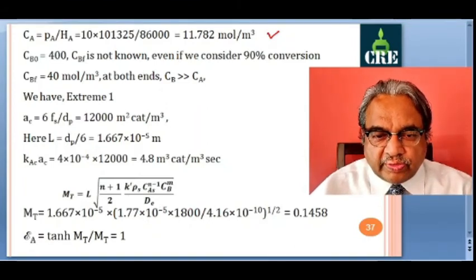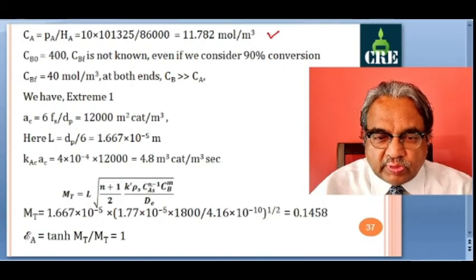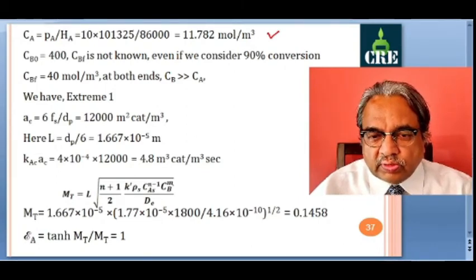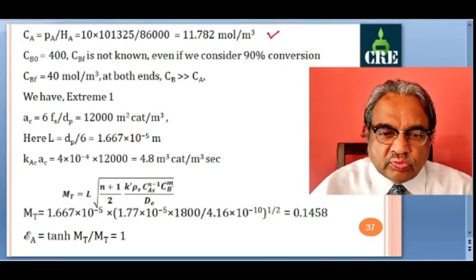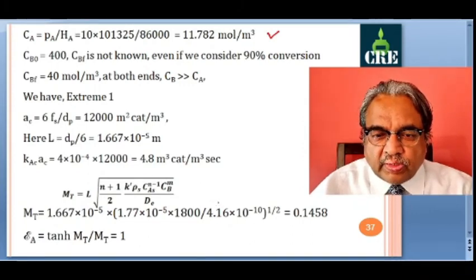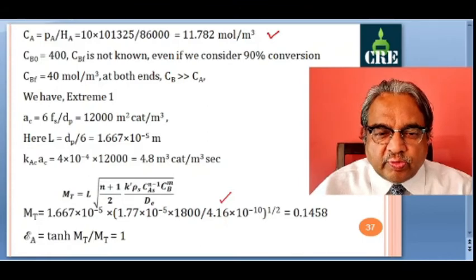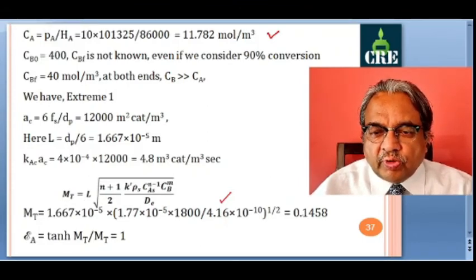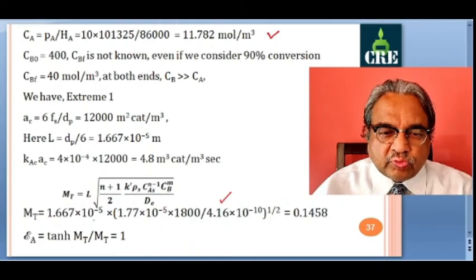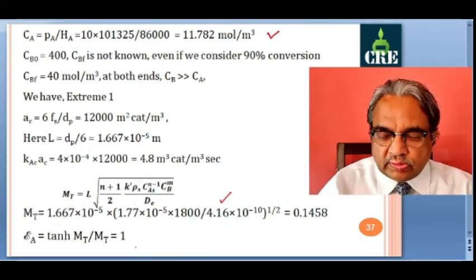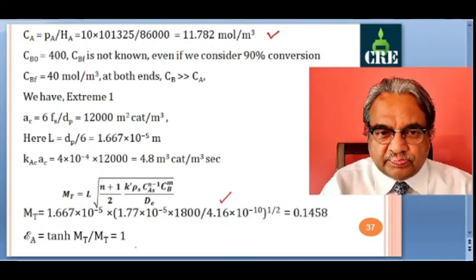Rho s is 1800. n minus 1, 1 minus 1 is 0. So 0 here. It is zero order with respect to B. So these terms will not appear. Divided by dE, 4.16 into 10 raised to minus 10. And square root of all these terms multiplied by L. That comes out to be 0.1458. So 0.1458 means this is less than 0.4. So tanh(mT)/mT is 1.